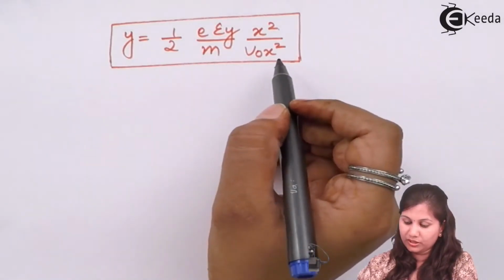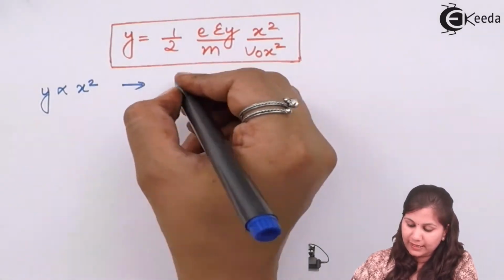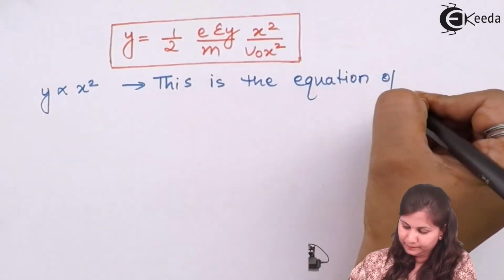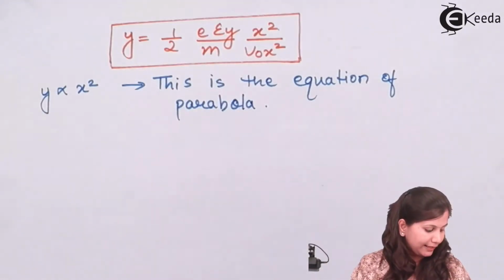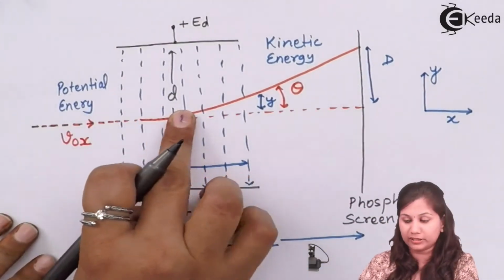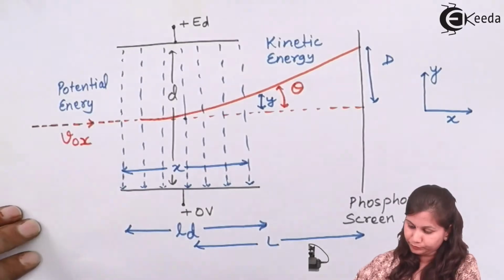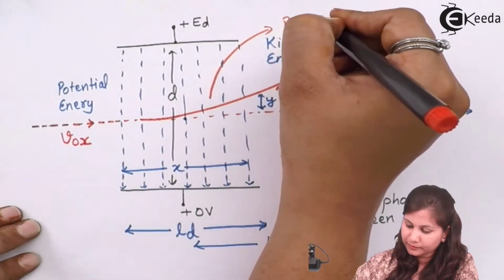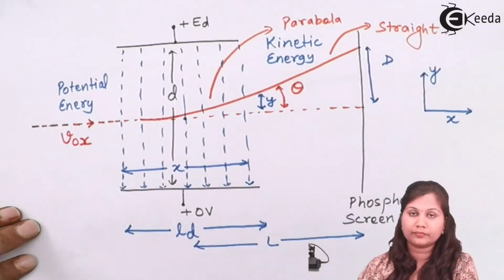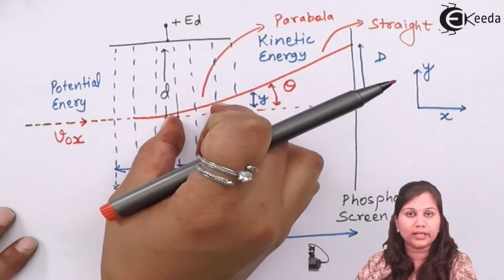Now if you see this equation, y is proportional to x square, and this equation is an equation for a parabola. So when you see the diagram that we have drawn, when this electron is entering the field, here we are having a parabolic portion, then we are having a straight portion. So this is the parabola, and here we are having a straight portion. So this equation, y is equal to this, is for that parabolic part.